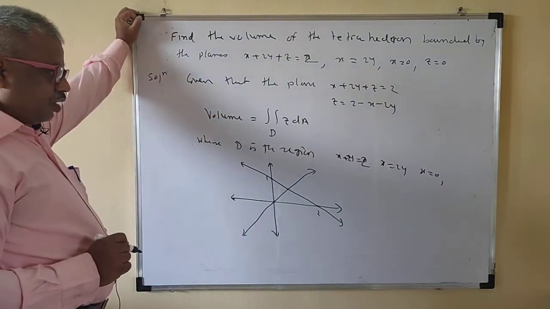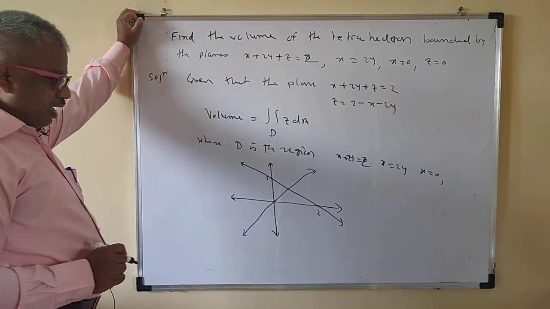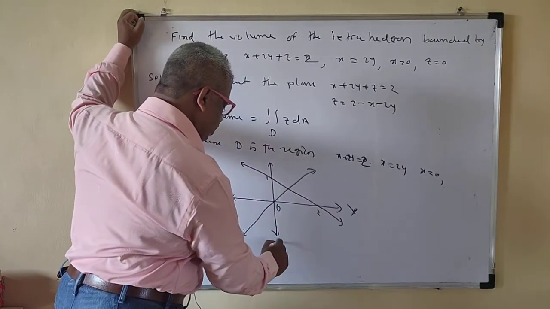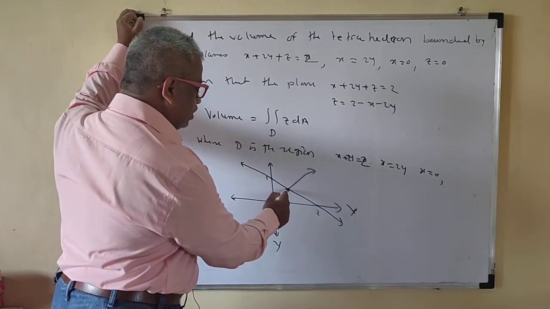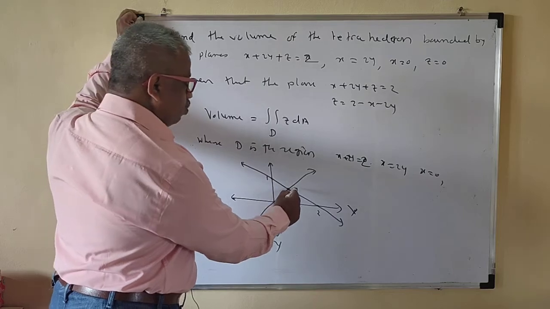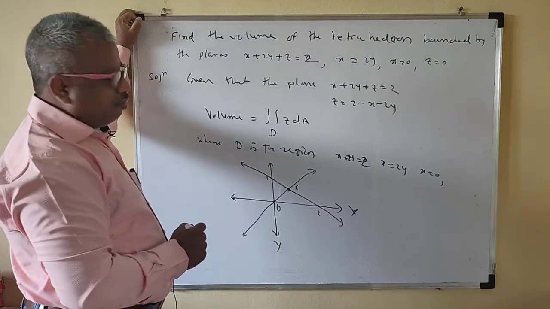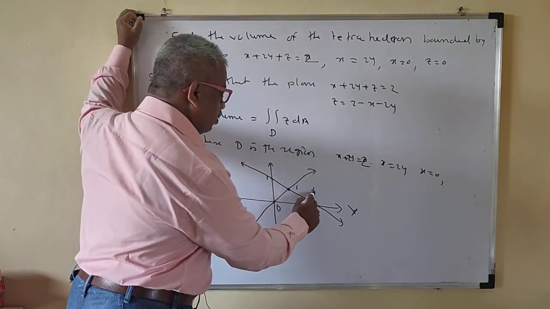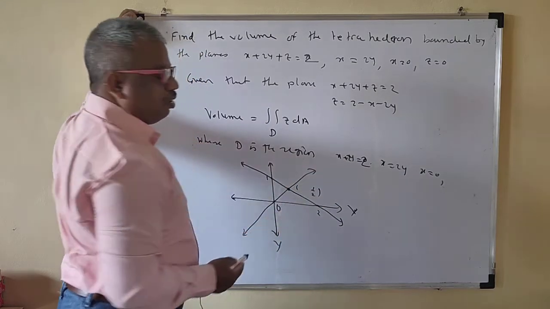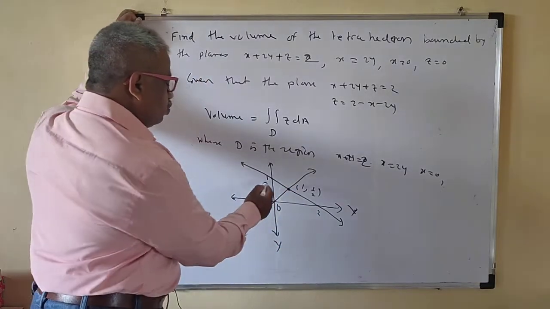Okay. Now your region: x is equal to 0 means the y-axis. So this is the x-axis and this is the y-axis. Now this is the point of intersection of these two lines. Here x is equal to twice y, so substituting, y is half. If y is equal to half, then x plus 1 is equal to 2, so x is 1. So this is your region.